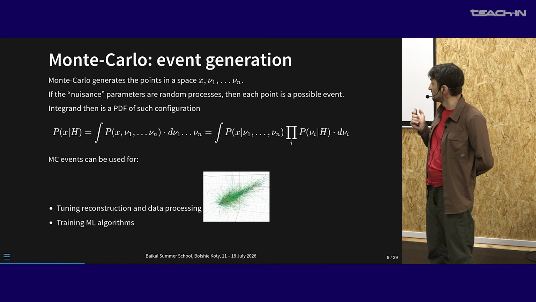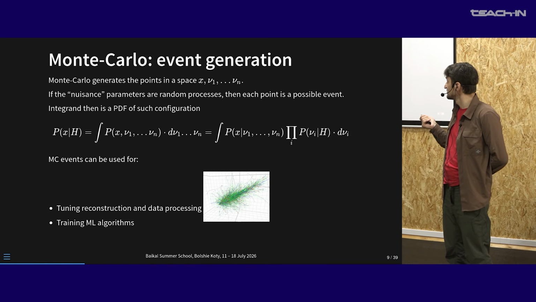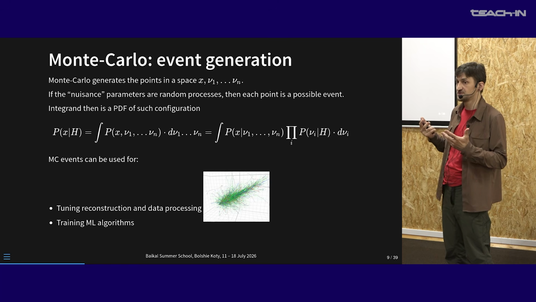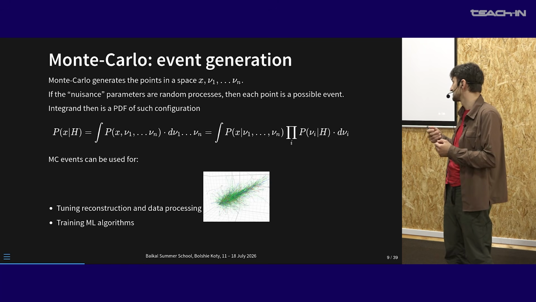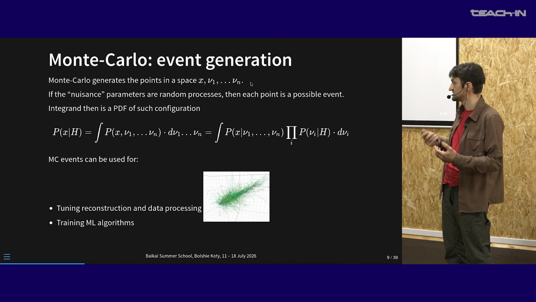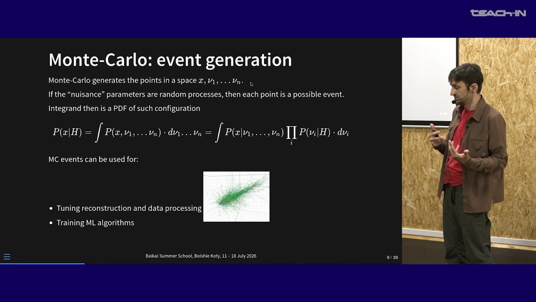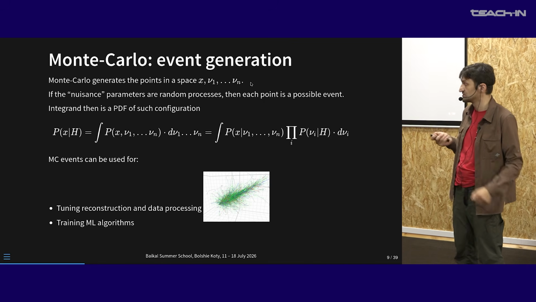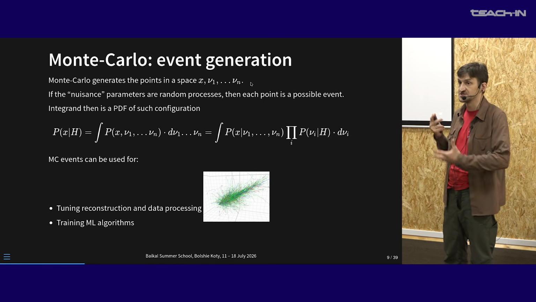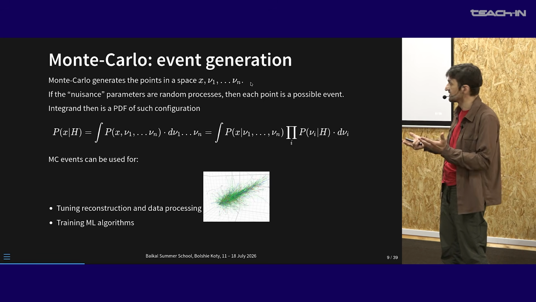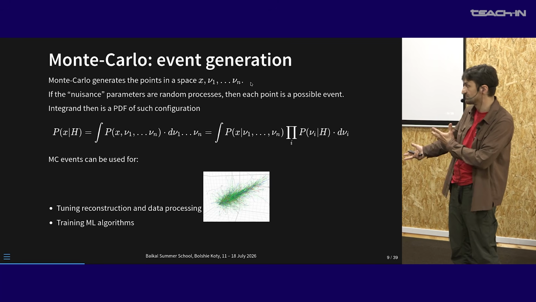Okay, so Monte Carlo is also useful not only for integration. Basically, each sample which we're using for estimating our integral is a point in this parameter space X. And if these parameters correspond to some random processes, then each of these points is a realization of a random process. So this is like a random, possible event, which we can observe in our detector.